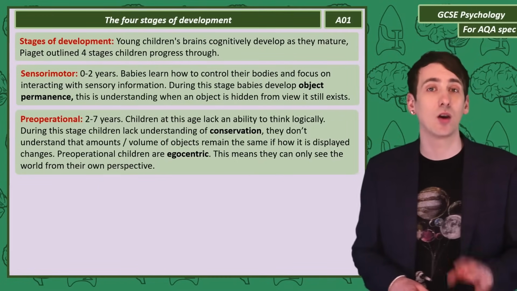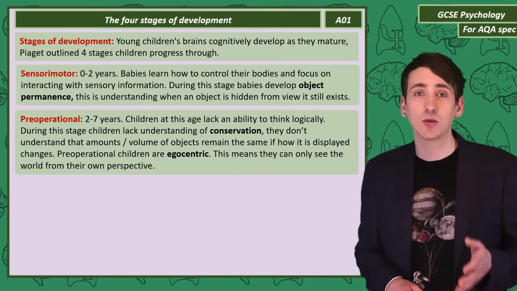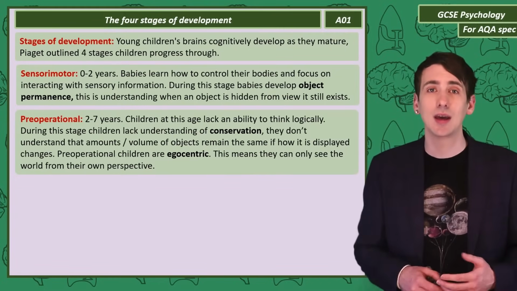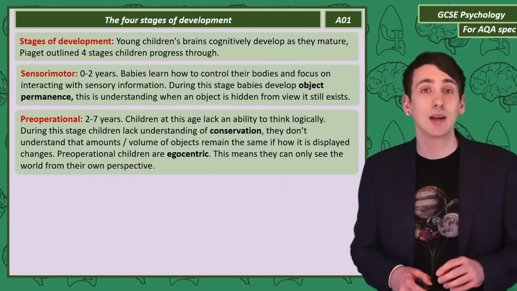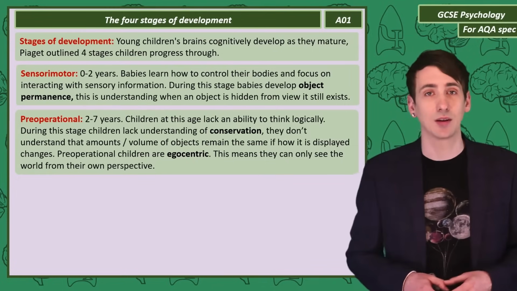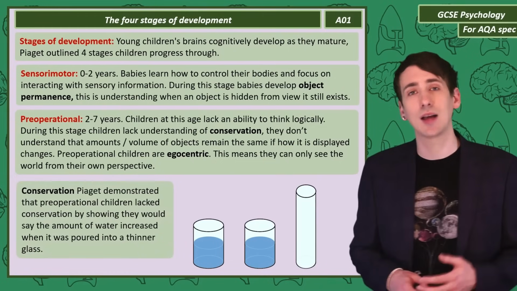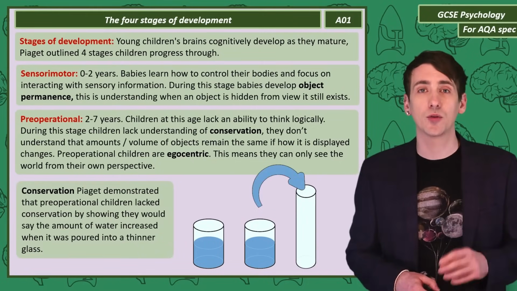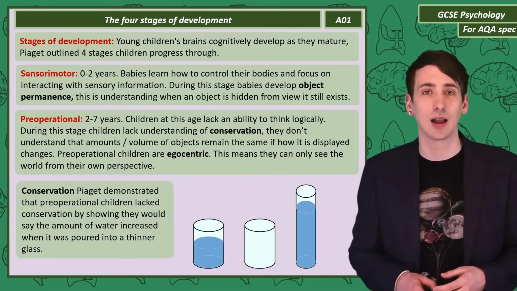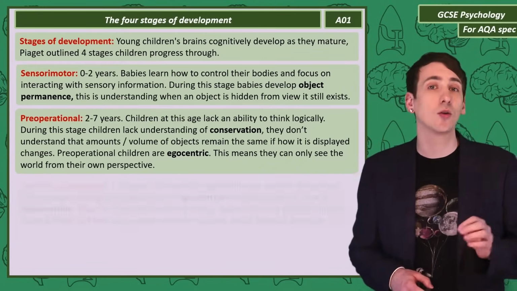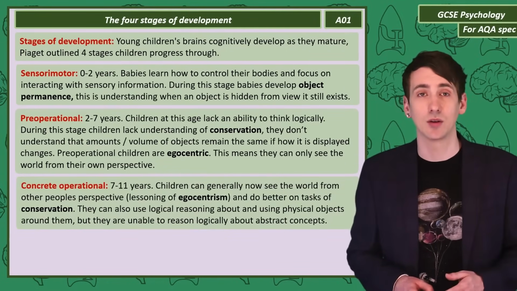Children lack the ability to think logically at this stage. They don't understand conservation, that the amount or volume of an object remains the same even if how it's displayed changes. They're also egocentric, meaning that they only see the world from their own perspective. Piaget demonstrated young children's inability to conserve using glasses of water. When water was poured from a wide glass into a thinner glass, children would say there was more water in the thinner glass. The third stage is concrete operational, and children at this stage are from 7 to 11 years old.